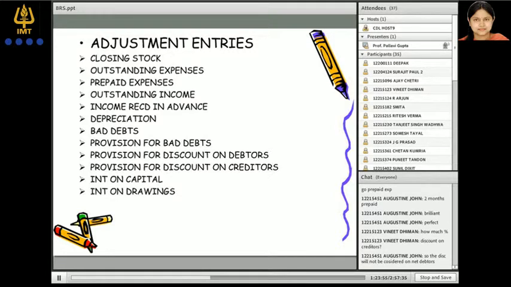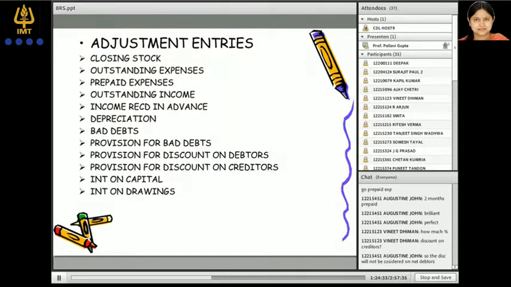Interest on capital debit to capital account. Interest on capital would be taken as the expense and it would be credited to the capital account.